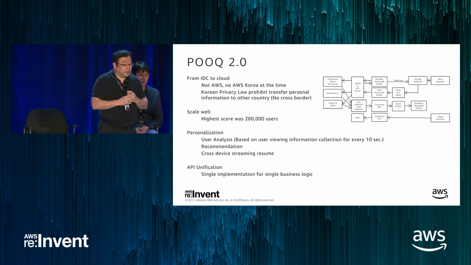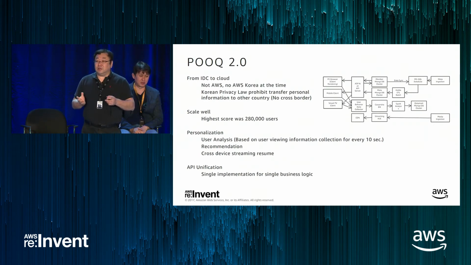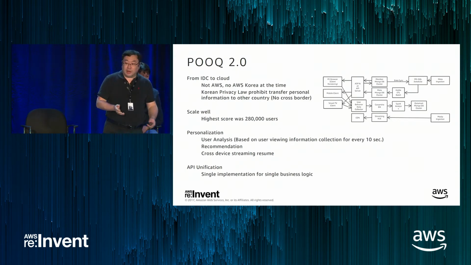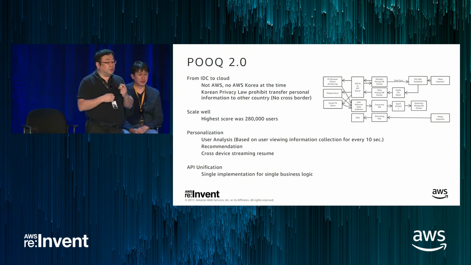But the problem is, there's a Korean privacy law, a very strange law. If you move your customers' personal information cross-border, you have to get approval from each individual customer. That's a very old law, but it is still the law. So we were not able to use the Tokyo region because we already have a lot of customer data. So I had to stick with local, and we used the local cloud for 2.0.